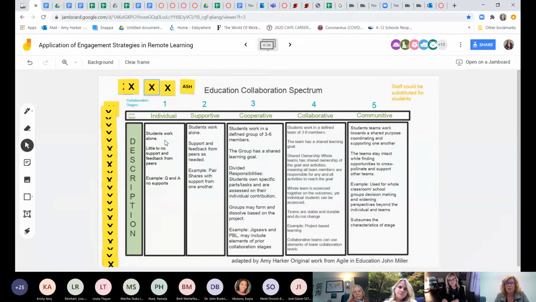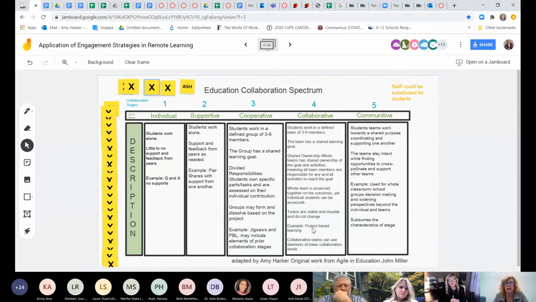And it doesn't mean that individual work is bad. It just means, what are our students ready for? We want them to be able to work on all 5 levels, and we want our staff to be able to work on all 5 levels, but it doesn't mean that that's the only way to work. We want to make sure that we can do all 5, but most of the time people work in 1, 2, or 3.